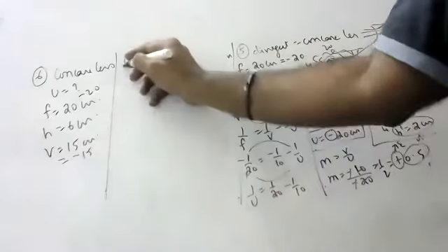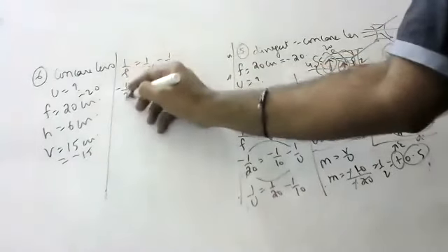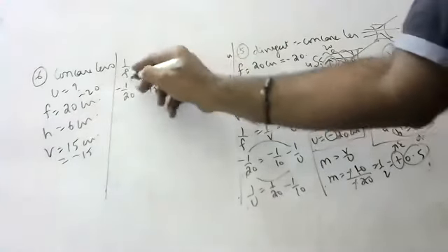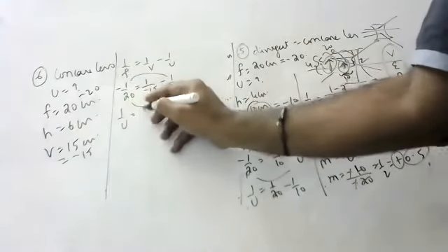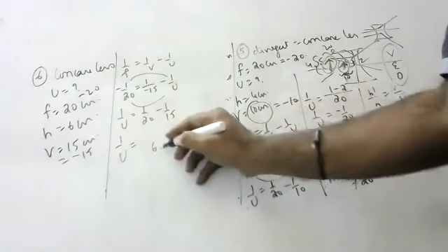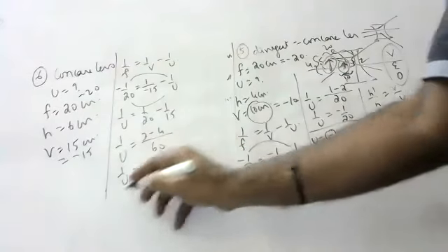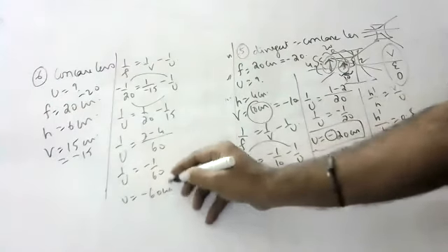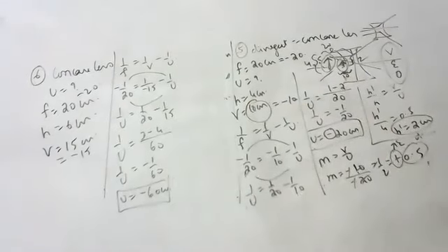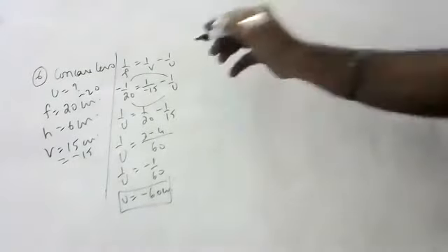Now can anyone tell at least the substitution? 1 by f is equal to 1 by v minus 1 by u. Yeah, this comes here, this goes there. 1 by u is equal to 1 by 20 minus 1 by 15. 3 fives are 15, 4 fives are 20, so 60 is the LCM. 1 by u is equal to minus 1 by 60. u is equal to minus 60 centimeter. Okay, so that is the object distance. We will get it in negative only. I told you many times, compulsory.